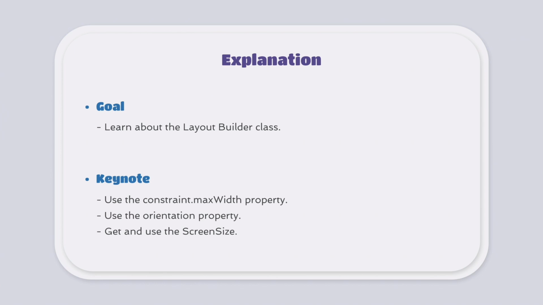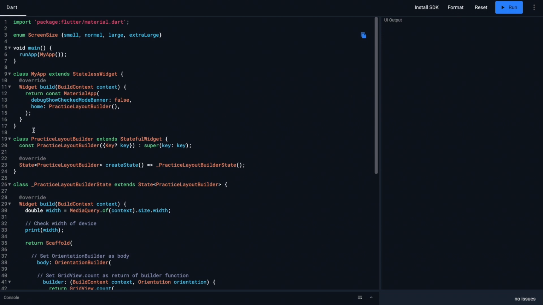You can use the orientation property to draw a different view depending on the orientation. In previous lessons, you learned how to use MediaQuery to get information, including the screen size of your device. But what if you want to know the widget size, not the entire device screen? Of course, if you use MediaQuery to get the size of each widget, you can somehow figure it out, but it's not very efficient.